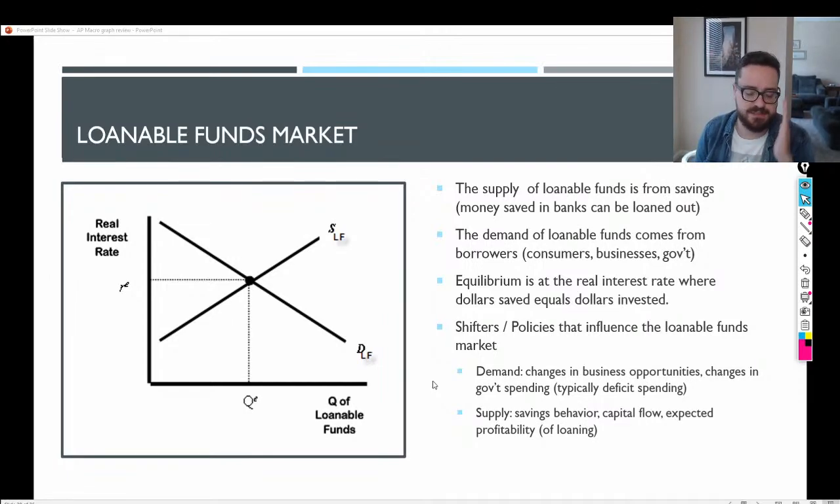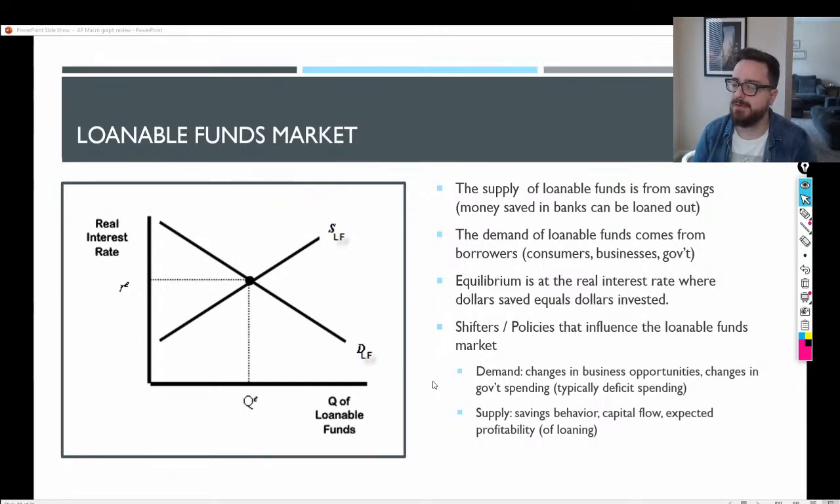Government spending is the biggest demand shifter here. Specifically, deficit spending. If the government is having to borrow to finance its spending, which is most of the time when you do an expansionary policy, you're going to have to borrow to pay for that spending. If they're doing that, then, and only then, will I change the demand for loanable funds. But I will absolutely change that demand.